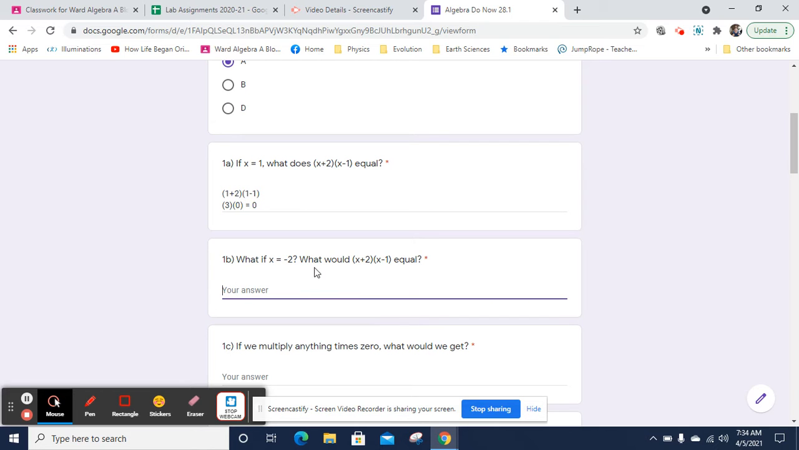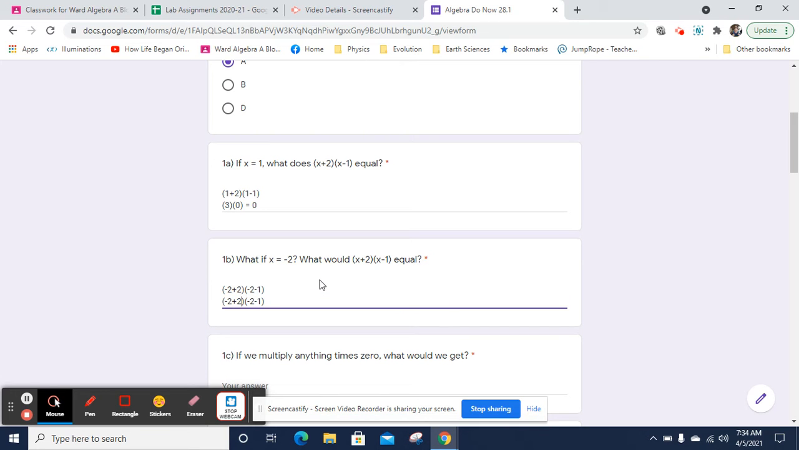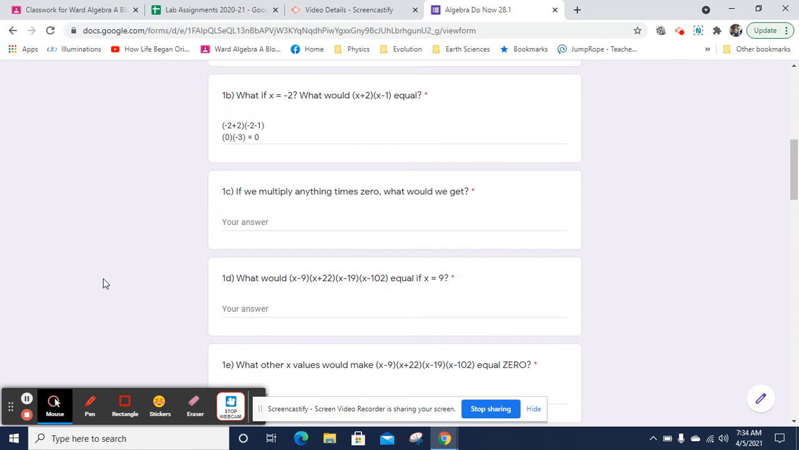Let's try if x was negative 2. We've got negative 2 plus 2 and negative 2 minus 1. Now, I do this, you might notice again, negative 2 plus 2 is 0. So it doesn't really matter that negative 2 minus 1 is negative 3. This thing is just going to equal 0 because I have 0 negative 3's. If we multiply anything times 0, we get 0. 0 is what we get.